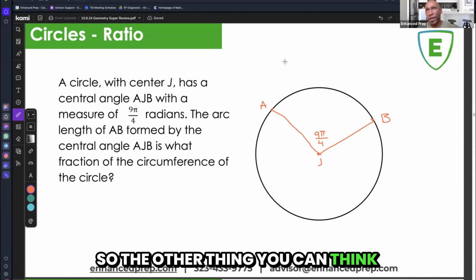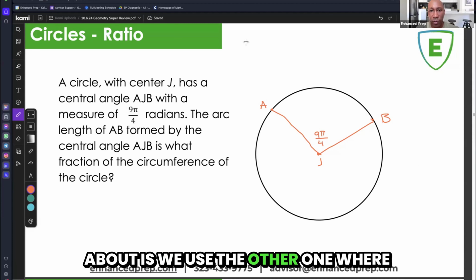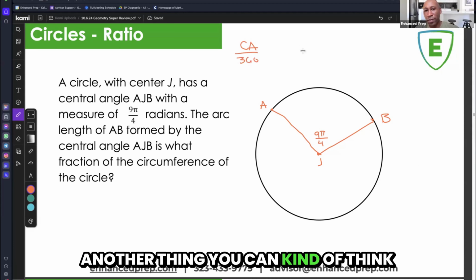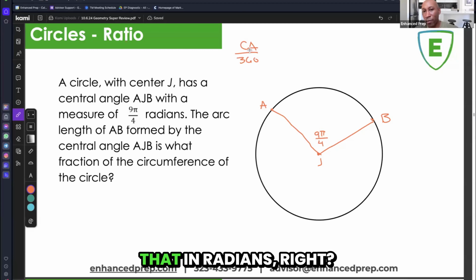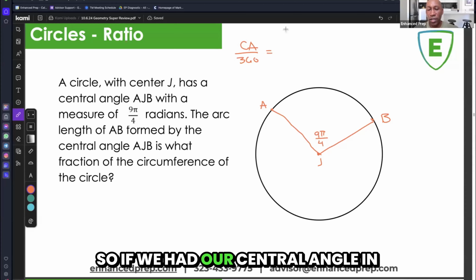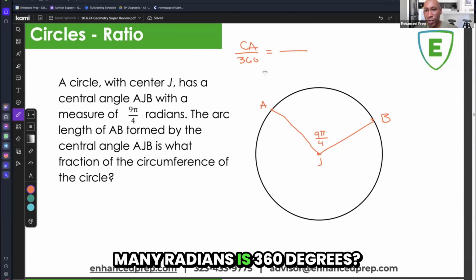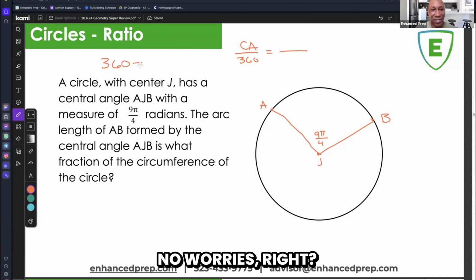So the other thing you can think about is we used the other one where we had our central angle divided by 360. Another thing you can think about is that we can also think about that in radians, right? So if we had our central angle in radians, how many radians is 360 degrees? So 360 degrees is also going to be 2 pi radians.